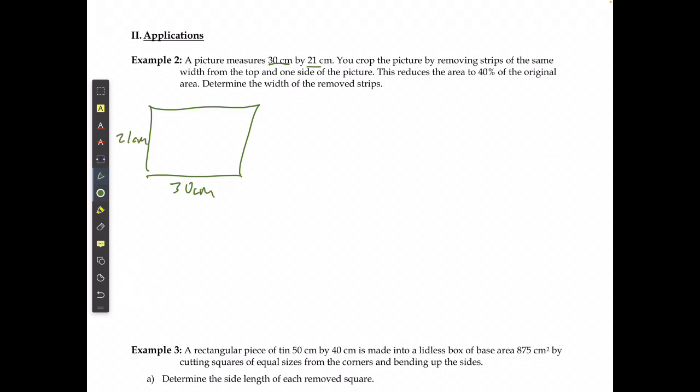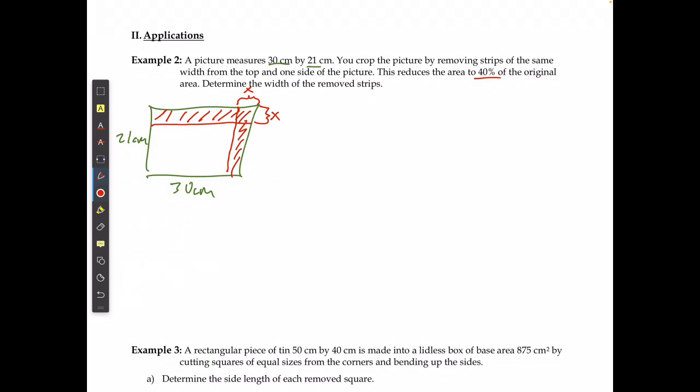I'm going to crop the picture by removing strips of the same width from the top and one side of the picture. So I'm going to cut this off. I'm going to cut this off. And this is going to be X, and this is going to be X amount. This reduces the area to 40% of the original area.